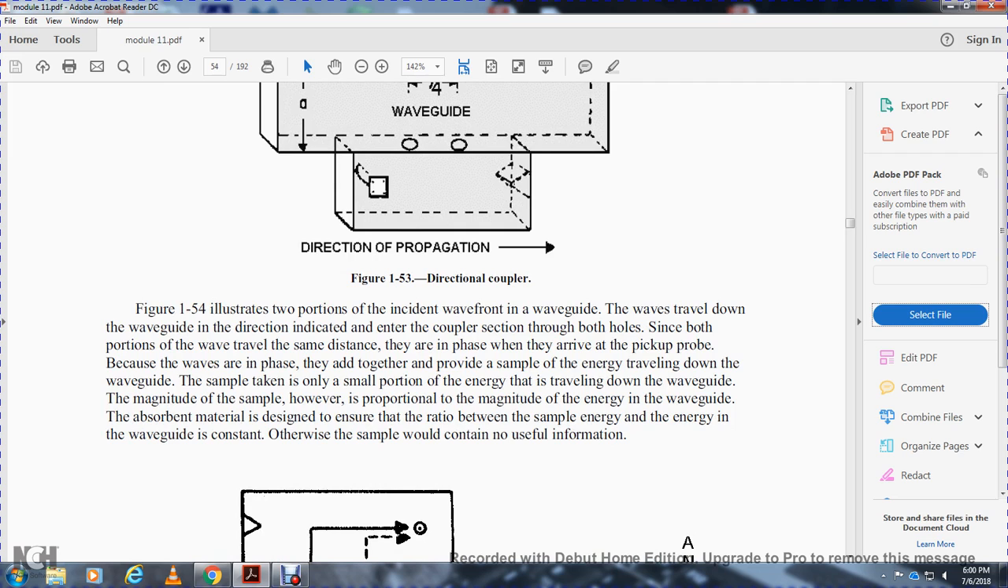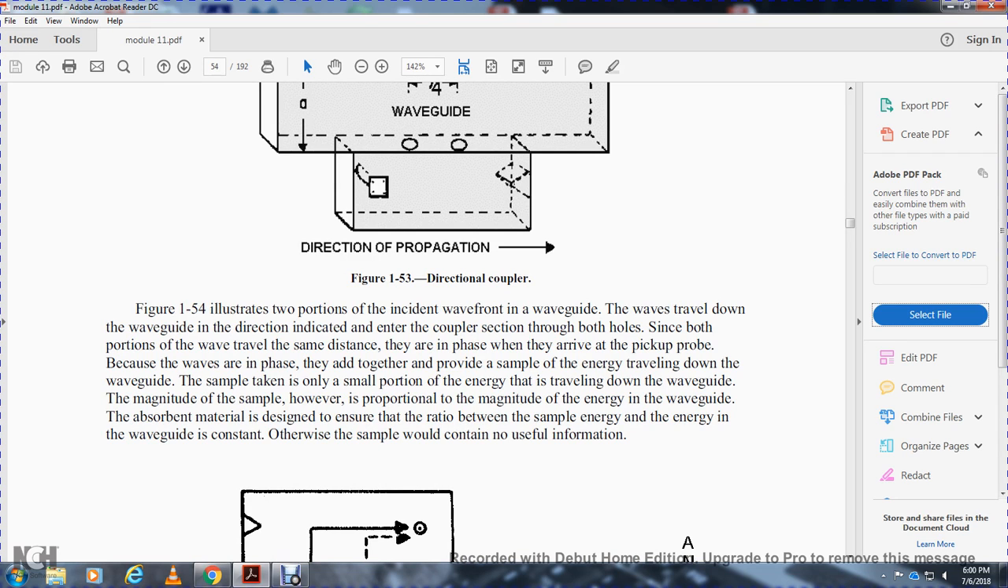Figure 154 illustrates a two-portion incident wavefront in the waveguide. The wave travels down the waveguide in the direction indicated, showing the effect of entering the coupler section through both holes. Both portions of the wave travel the same distance, so they are in phase. When they arrive at the pickup probe, the waves are in phase. They add together to form the sample of the energy traveling down the waveguide. The sample takes only a small portion of the energy traveling down the waveguide.